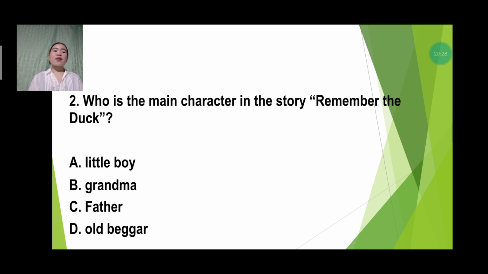Next, number 2. Who is the main character in the story Remember the Duck? Letter A, little boy. Letter B, grandma. Letter C, father. Letter D, old beggar.